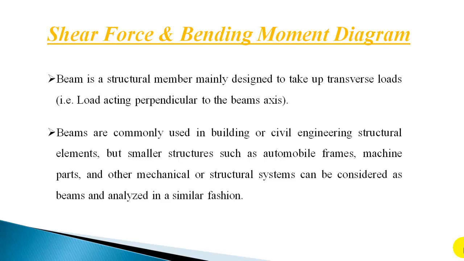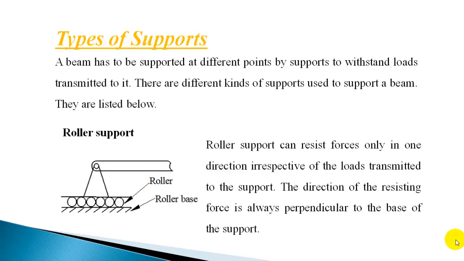Beams are commonly used in civil engineering and structural elements. Even automobile frames, machine parts and other mechanical and structural systems, small components can be considered as beams and analyzed based on the principles of beams. Now let us discuss the different types of supports. A beam is supported at different points. It may be at one end or either end, or it may be supported at different points.